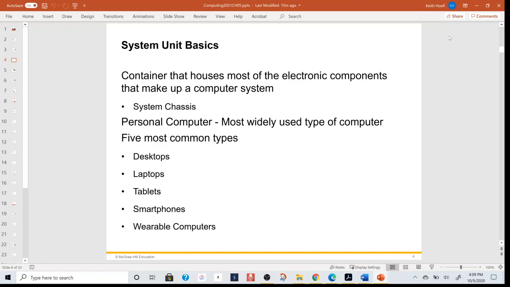All right, so what is the system unit? All right, and again, I'm not going to go into major detail. I'm not going to cover every little point on these slides, but what you need to know is that the system unit is the system chassis. All right, if you want to think about what a chassis is, have you ever looked at a computer and you see the box of a computer? That is the system unit.